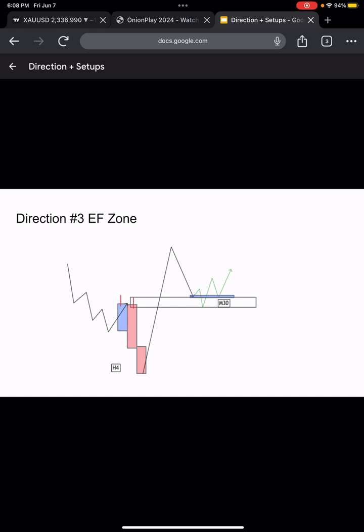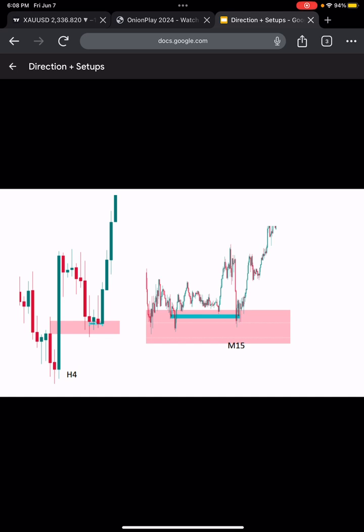Third direction you may already be familiar with. It's basically the engulfing fail zone. So this is the H4, created an engulfing cell that gets broken and then respected, and then on M30 it creates a QMR in that zone. So I'll show you some examples. On H4, you have the engulfing cell that gets broken, and then when price returns to that zone, price creates a setup. So this one on M15 created a QMR.